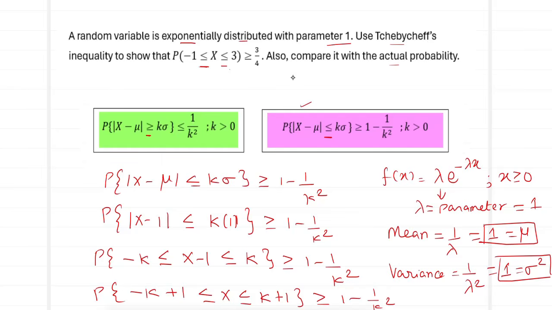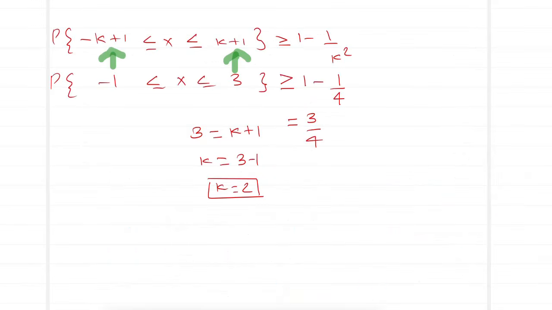Now, the first part is over. How about the second part? The second part asks us to compare it with the actual probability. What do you mean by actual probability? So, how can you get your actuals? I want the probability of minus 1 less than or equal to x less than or equal to 3 using my actual probability. We know that x follows what distribution?